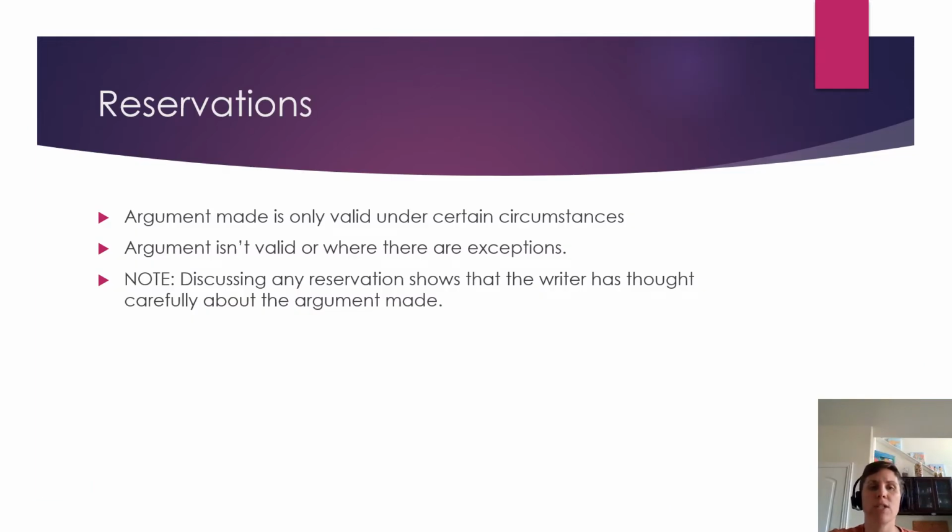First, let's look at reservations. Perhaps the argument made is only valid under certain circumstances. For example, the text is arguing for a large investment in a new bridge. However, the big reservation could be that the project would require federal funds. Therefore, the argument for the new bridge is only valid under the circumstances if the city gets federal funds for the project. Similarly, with a lot of arguments, there are situations where the argument isn't valid or there are exceptions. Discussing any reservation shows that the writer has thought carefully about the argument made.